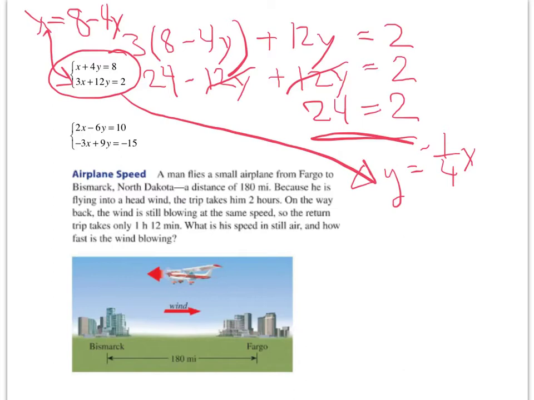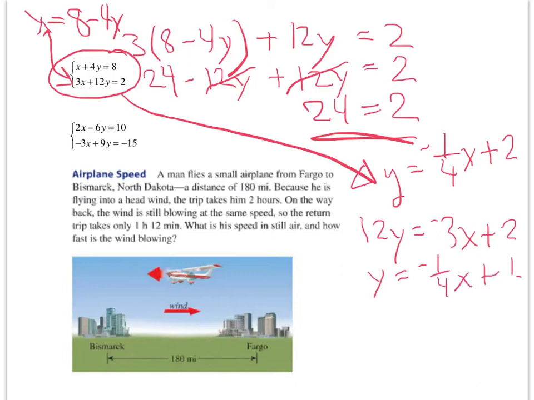8 divided by 4 is 2, plus 2. So this line has slope negative 1/4. The second one we would end up with, let's do this in a couple of steps. 12y equals negative 3x plus 2. So we divide by 12, and y equals negative 1/4 x plus 1/6, and so you see the two lines do have the same slope, and they're parallel, and that's why you obtained this contradiction.